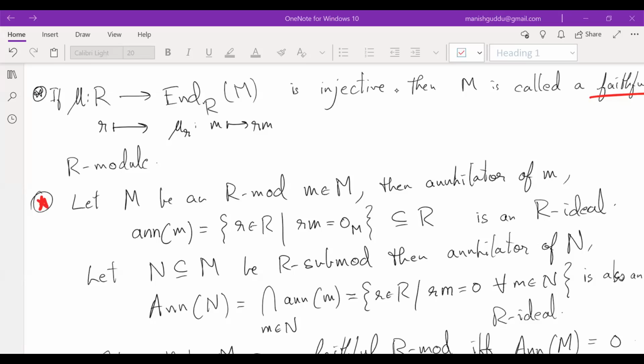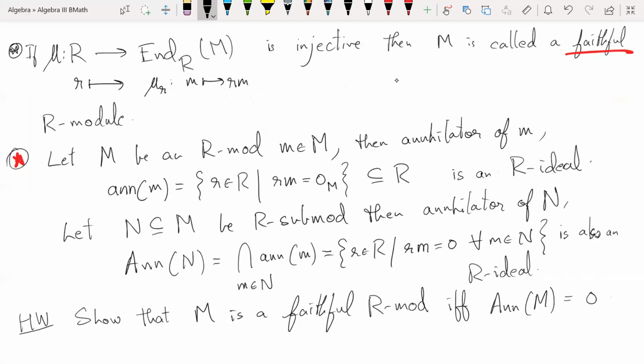Okay. So let me just recollect for those who would see the recording. If mu from R to End(M) is injective, then M is called a faithful R module. And then we defined the annihilator. So given an element small m of capital M, the annihilator of small m is all elements of R which kill m. Yeah. So r dot m is zero.